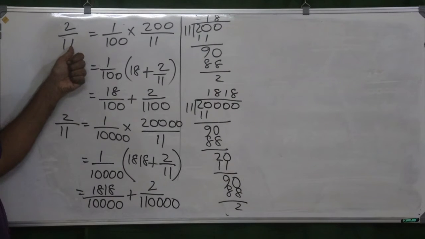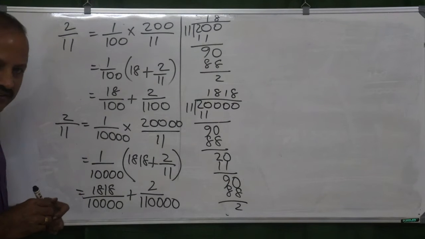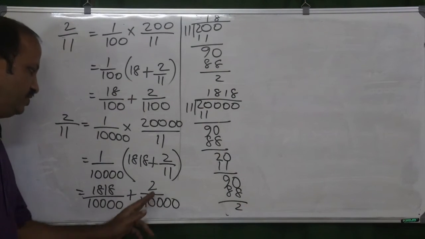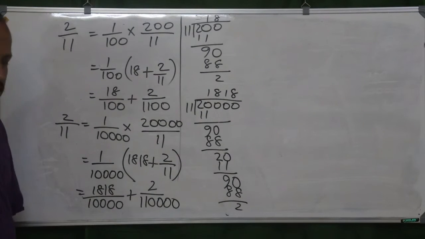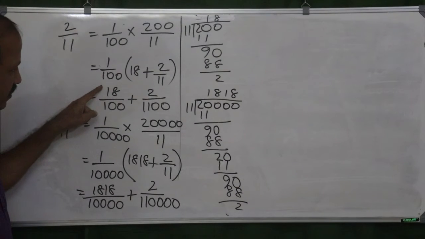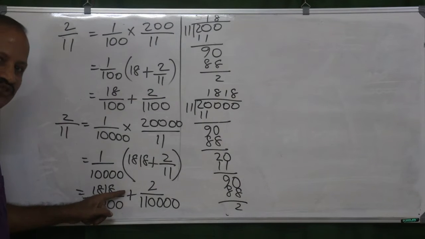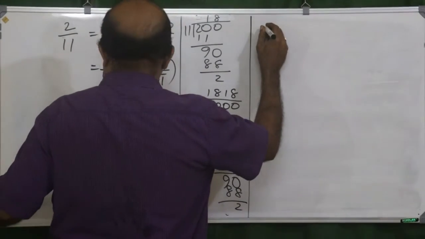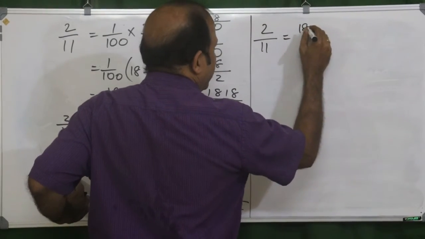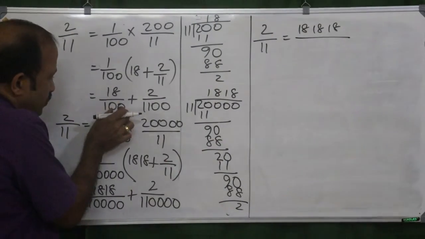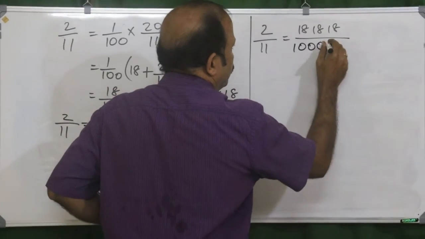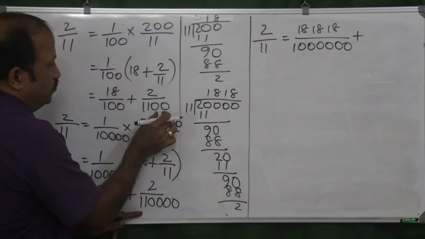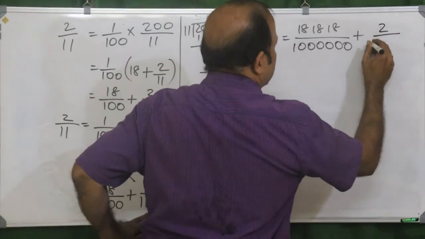So 2 by 11 is equal to 18 by 100 plus 2 by 1100. And 2 by 11 is equal to 1818 by 10,000 plus 2 by 110,000. What will be the next? Here we have 18, here we have 1818. Next, one more 18 will come, isn't it? 2 by 11 is equal to 181818, and the zeros: here two zeros, here four zeros, next six zeros should come, plus 2 by 1100, 2 by 110,000, two zeros, four zeros, next 2 by 11, then six zeros.